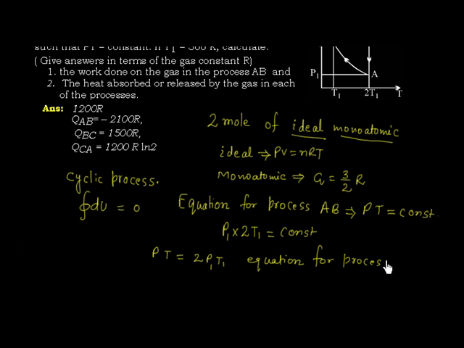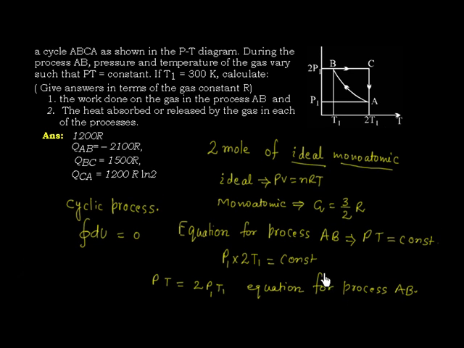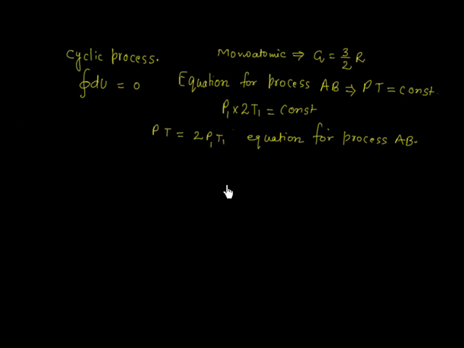Simple. Now the question says calculate the work done in the process AB. That is the easy task. If you remember, work done is nothing but integral P dV. Do you remember? So work done is given by integral P dV. Now I have to calculate this P dV.